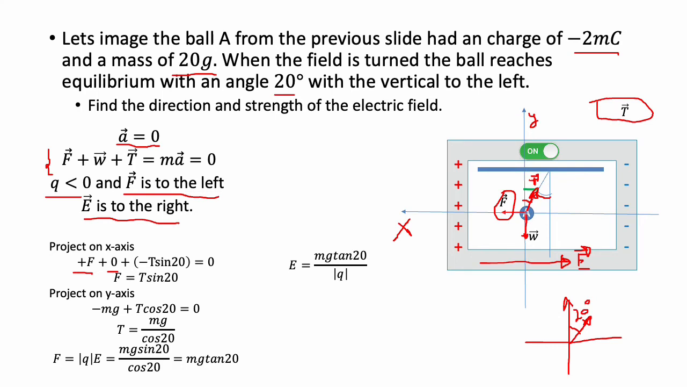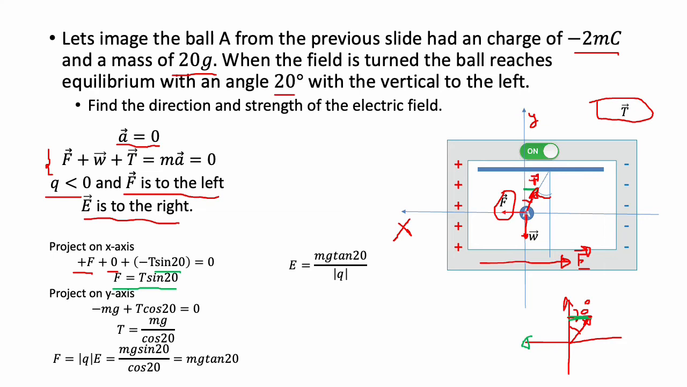So when I project on the x, I'm projecting on the opposite of the angle. This is the x component, let's draw it. It's opposite to the 20 degrees, so I have to use sine. And it's going in the negative x-axis, because this is the positive x-axis, so it goes to the negative x-axis, backwards. So it is minus T sine 20. So I got my first relation: F is equal to T sine 20.